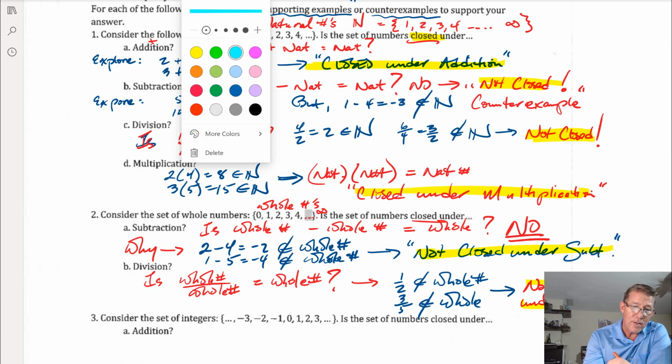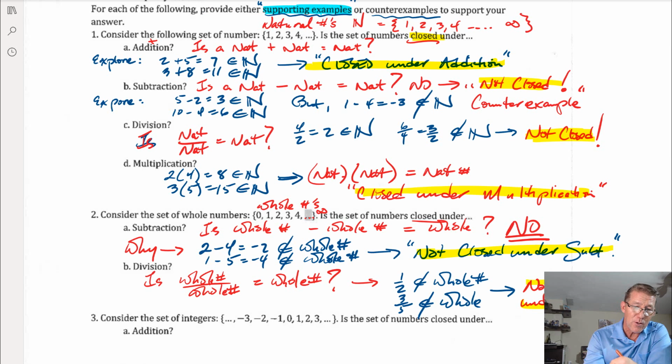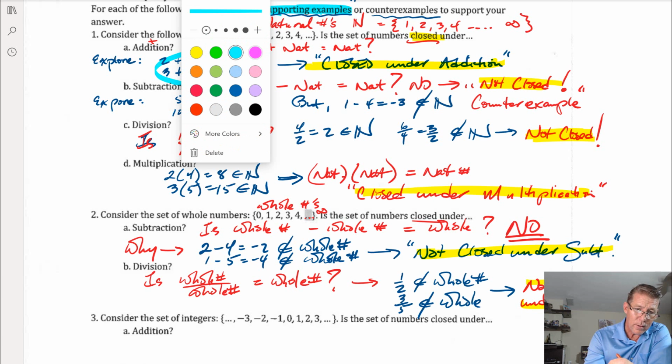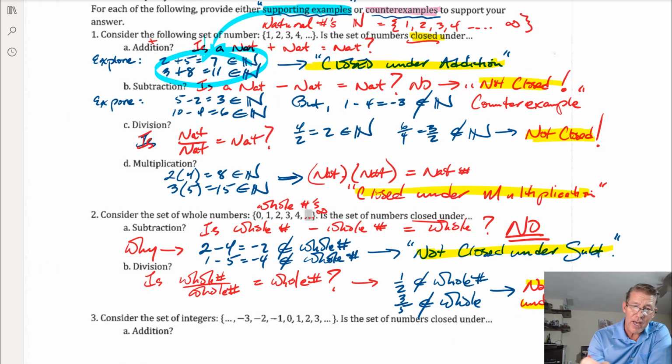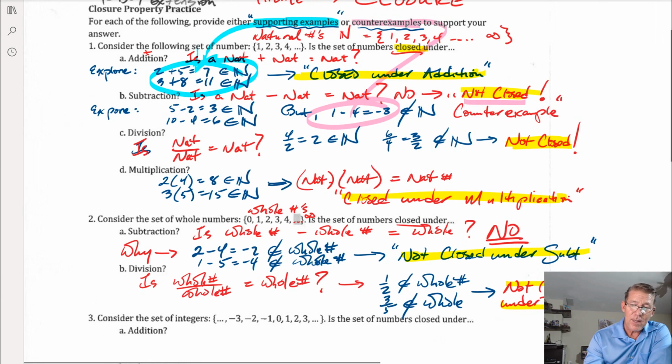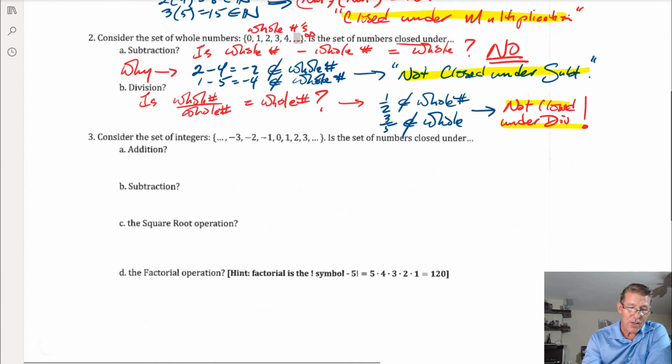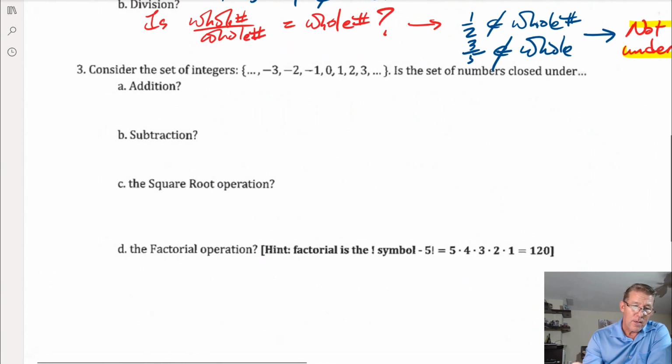You either provide examples to show that it's correct, like I did here when it's closed, or you provide counterexamples like this one here to show that it's not closed. So you got to provide evidence. You can't just say closed or not closed. That's not good enough. You got to show your thinking.